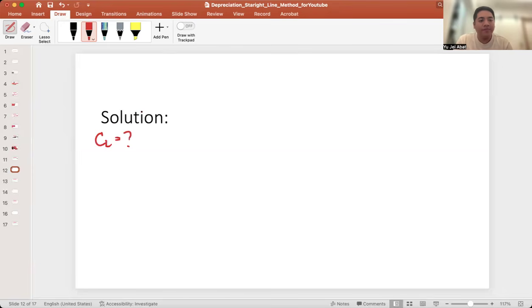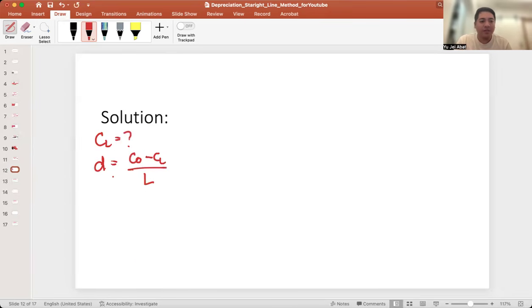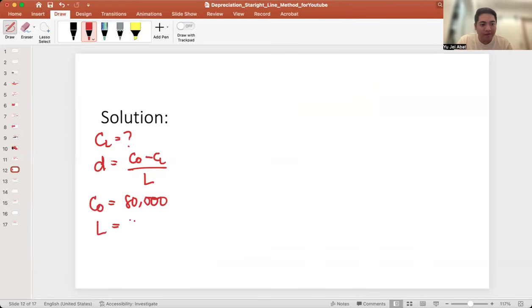Okay, so in other words, our unknown here is the salvage value C sub L. We don't know that. And the formula that only involves C sub L is the depreciation every year. So you have C sub O minus C sub L all over L. But let's take note of the given. So a small machine costing 80,000 pesos. So we have the operating cost or the first cost or the total cost of 80,000 pesos. As a salvage value of X, that is the unknown. End of its life after 5 years. So it has a useful life of 5 years.